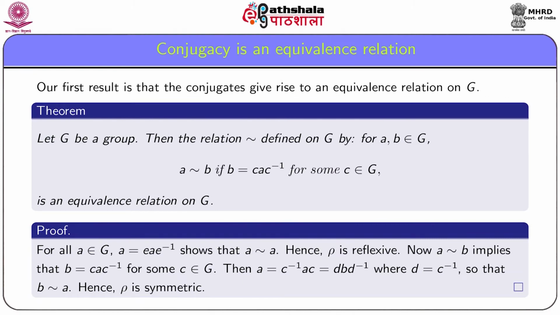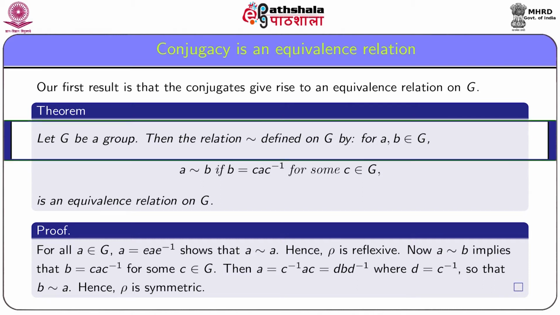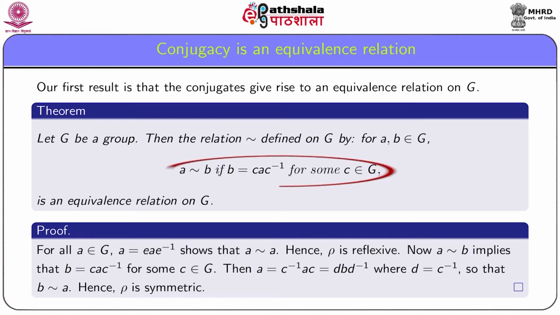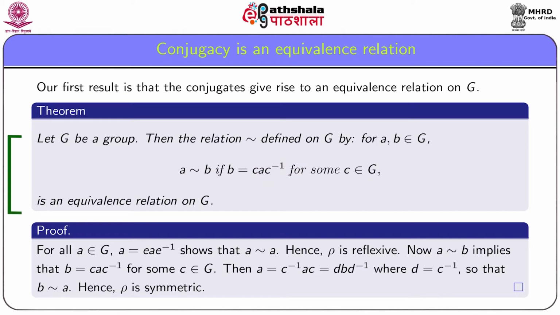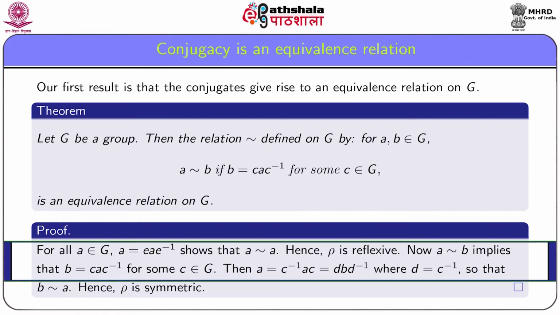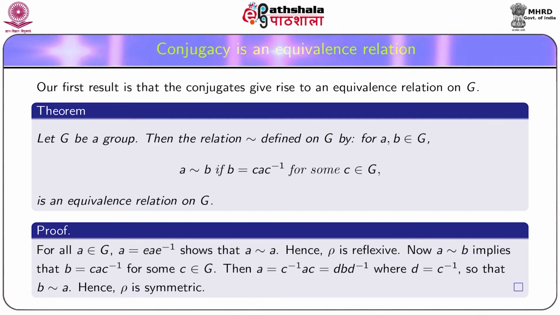Our first result is that the conjugates give rise to an equivalence relation on G and hence a partition of G. Let G be a group, then the relation rho defined on G by A rho B if B is a conjugate of A, that is if B equal to C A C inverse for some C in G is an equivalence relation on G. For all A in G, we have A equal to E A E inverse and hence A is rho related with A for every A in G. Thus, rho becomes a reflexive relation.